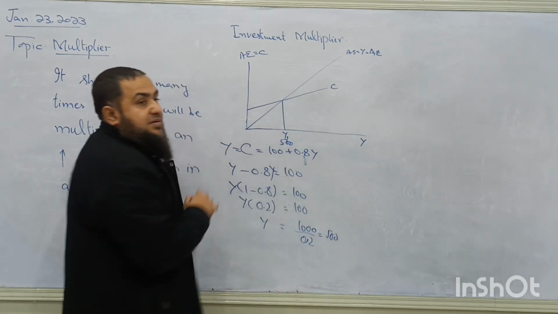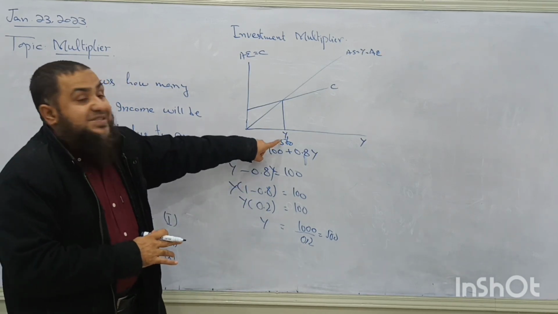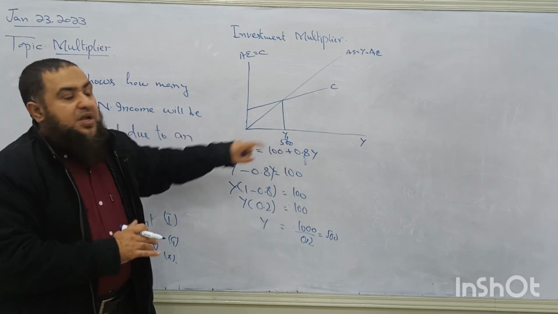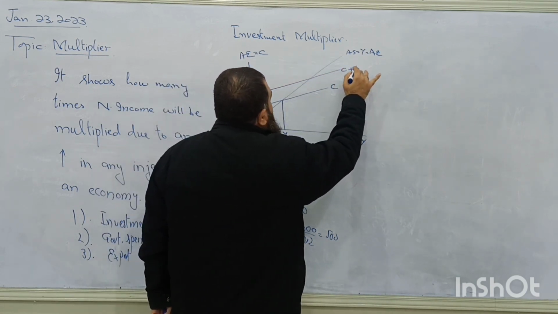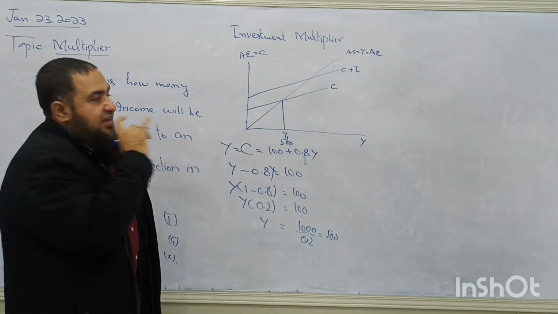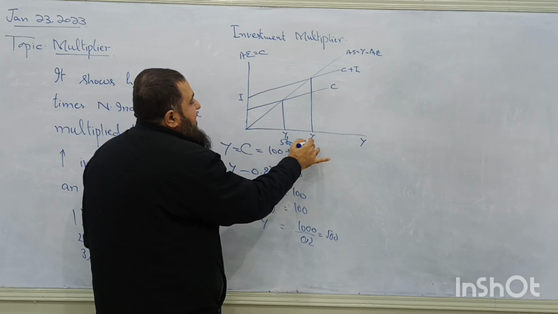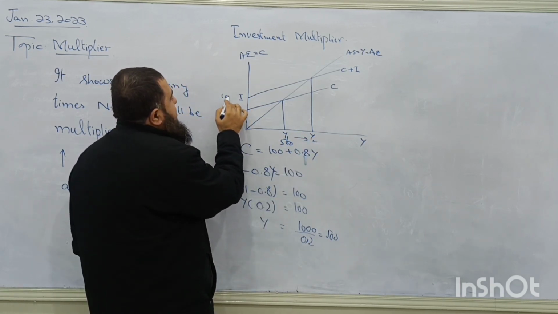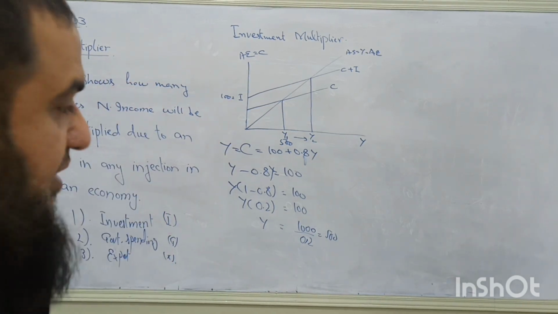This is the income level. How much is the income level? Without investment, the economy stands at 500. Now investment is added. Please be attentive. This is C plus I now. This is investment. So what is the level of national income due to 100 million investment? Can we find this?